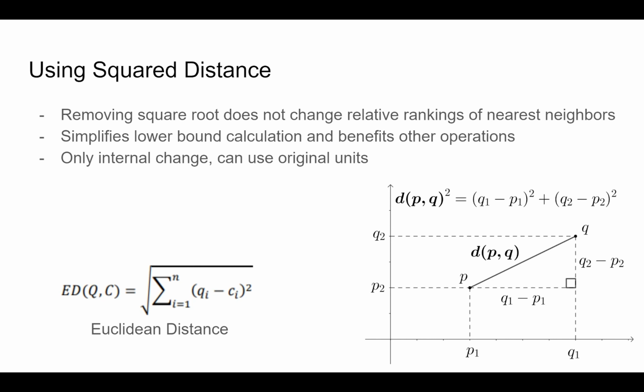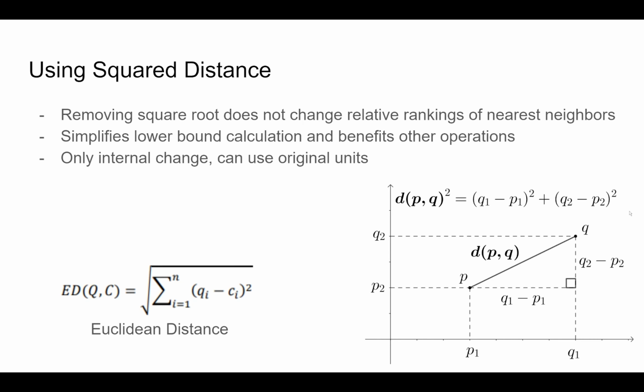This also has the benefit of simplifying the lower bound calculation, and it can also benefit other operations that are required by the UCR suite. Note that the author mentions that this is only an internal change and you can still use the original units. Only the input is squared, and before the output is returned the square root is taken, so no changes are needed.